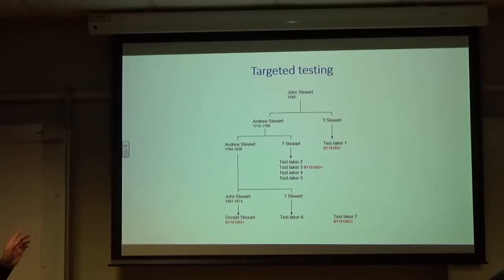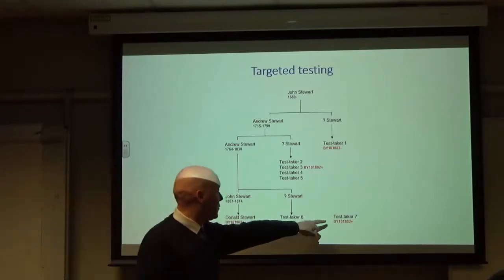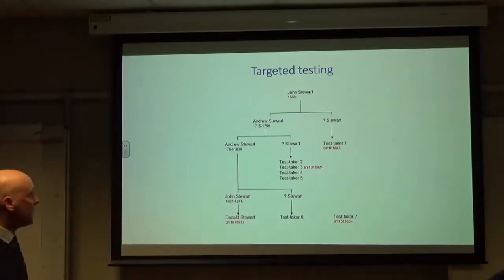There was another individual from North America, test taker 7, who's on his own over here, who also tested positive for the same SNP. So Donald wanted to try and find out exactly where this SNP occurred. Now he was very fortunate because he had a lot of documented 4th, 5th, I think even 6th cousins possibly, who had done testing or sort of basic testing.